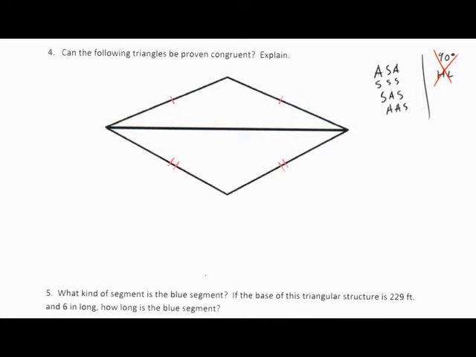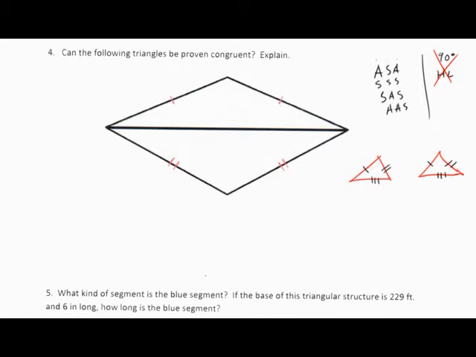Over here though, I look at this and I need 3 things that are congruent. So if I have two triangles that we're trying to prove are congruent, then I need to be able to say that this side is congruent to a corresponding side, this side is congruent to a corresponding side, and this side is congruent to a corresponding side.